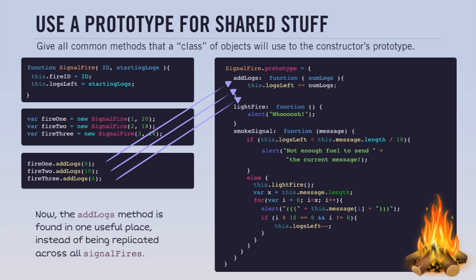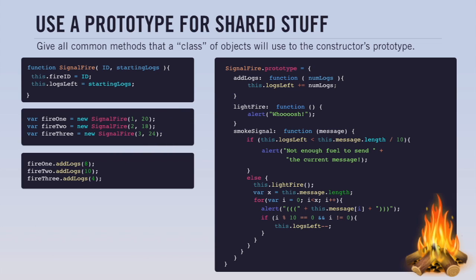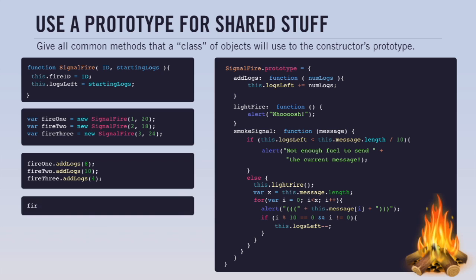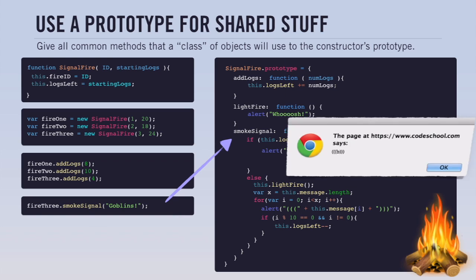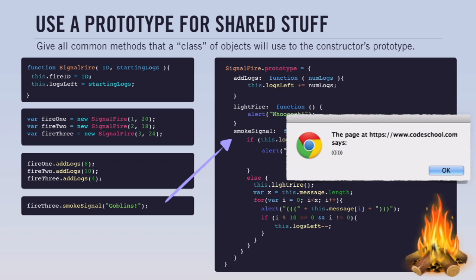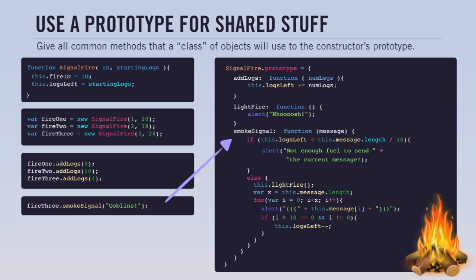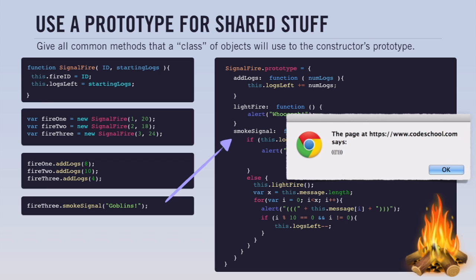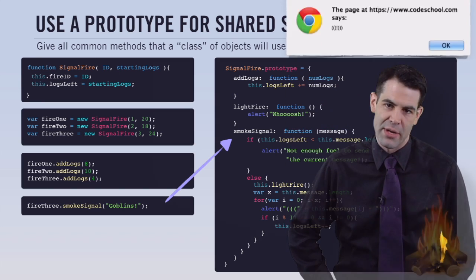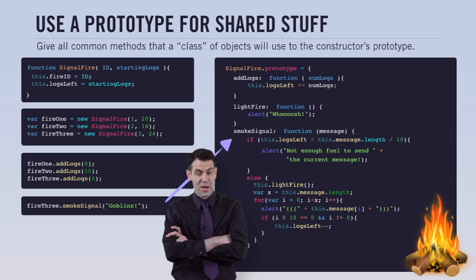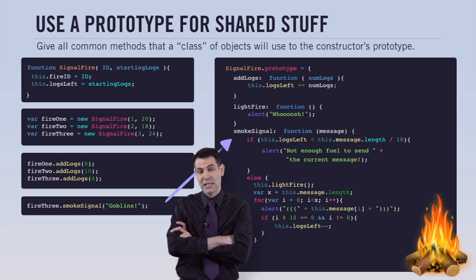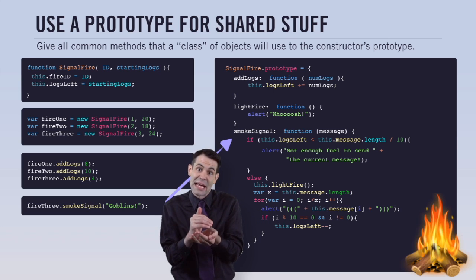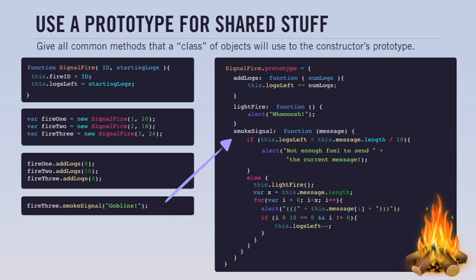Additionally, if fire 3 saw some goblins and needed to alert their nearest neighbor, we could send a smoke signal on goblins and we would get G-O-B-L-I-N-S exclamation point, because goblins are serious. Moral of this short story: make sure that you add all common functionality to a prototype so that every single data structure that's inside of a class of objects doesn't contain that shared functionality itself.